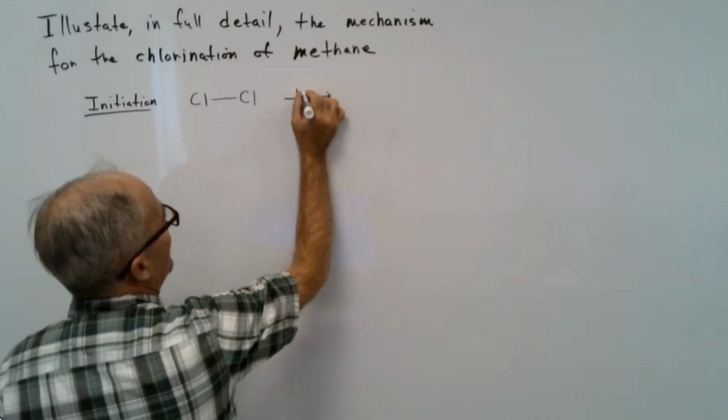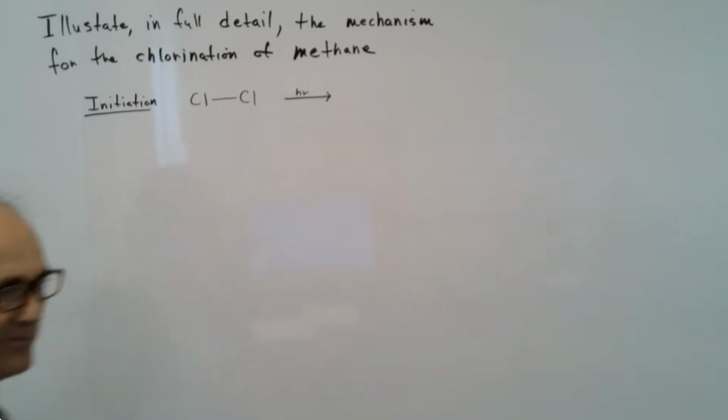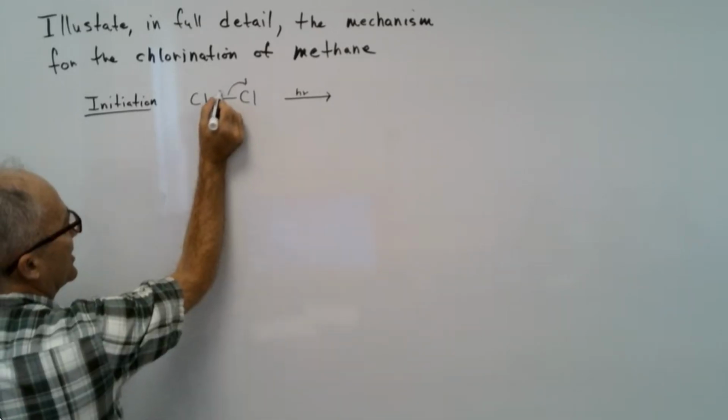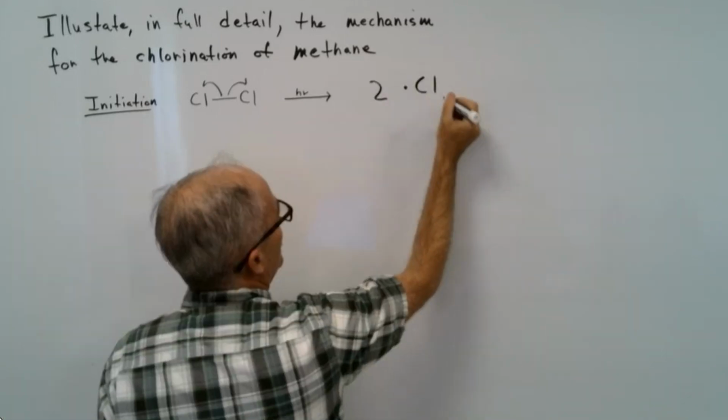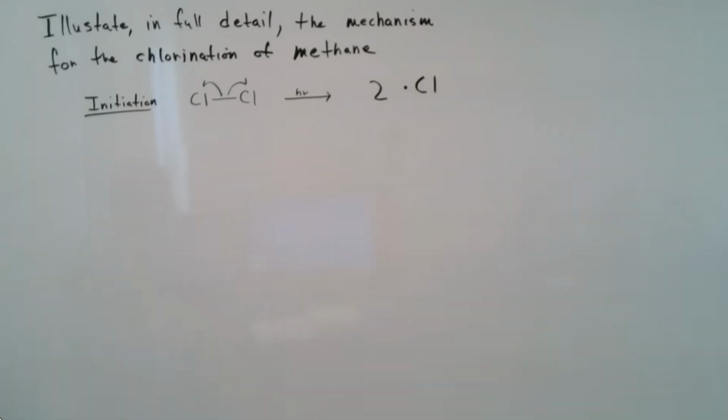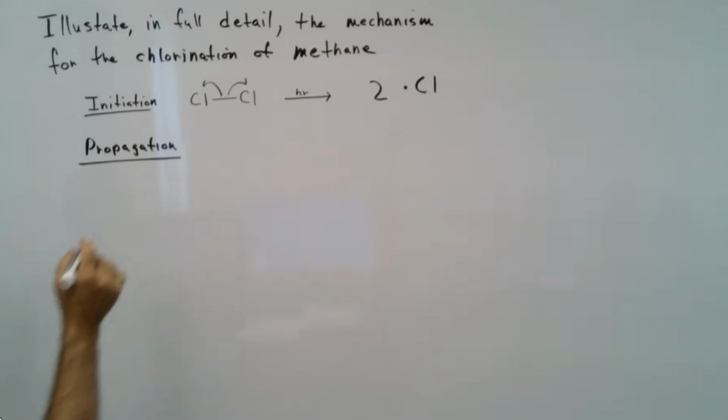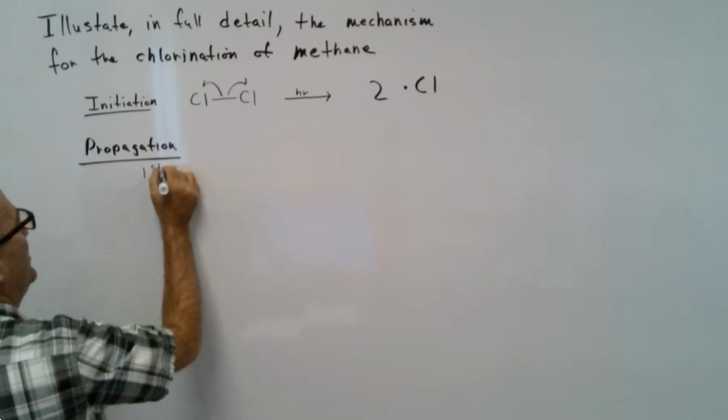So hν, what does hν stand for? ν is frequency, h is Planck's constant. So that means a photon with some energy, and now I have a half arrow. There are 2 electrons in this sigma bond, and that's going to give me 2 chlorine radicals. That's initiation.